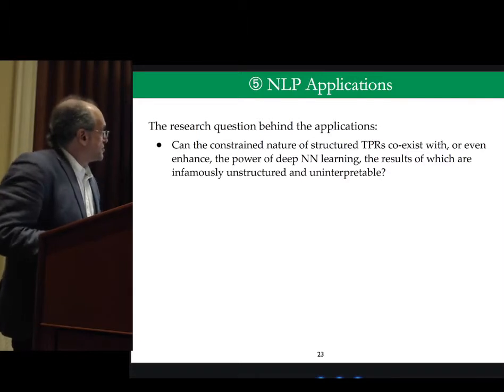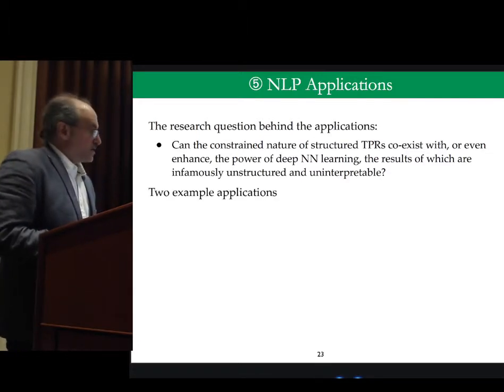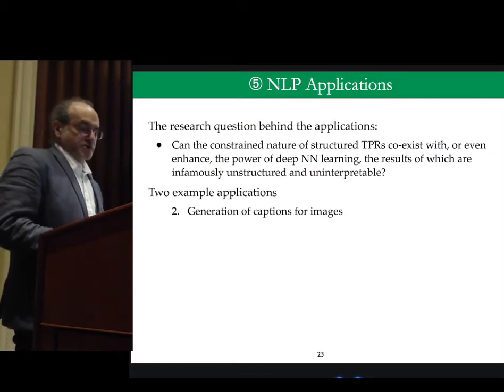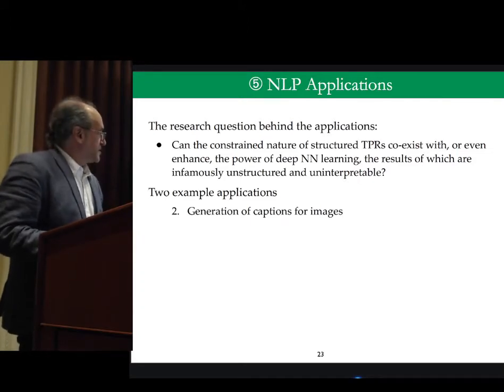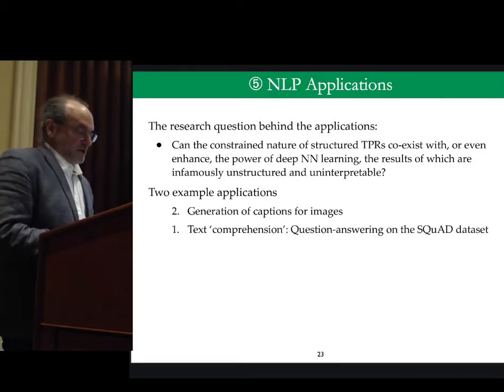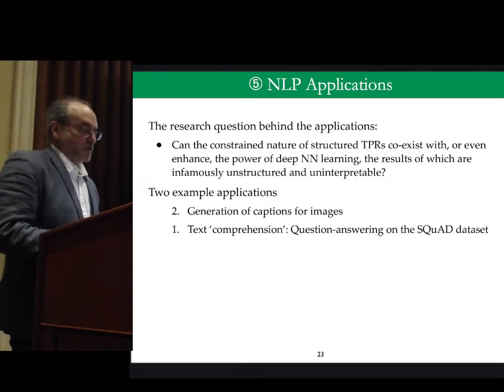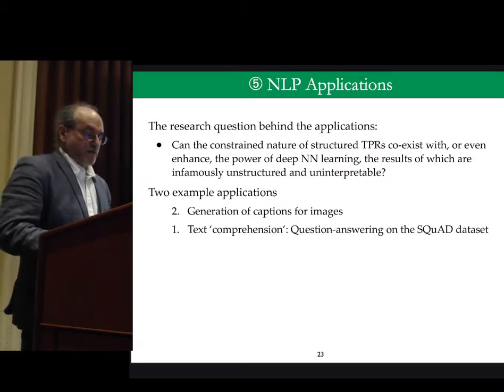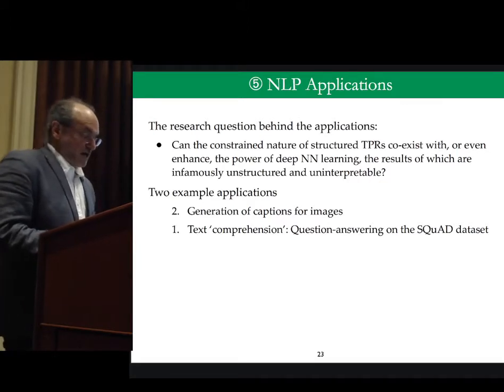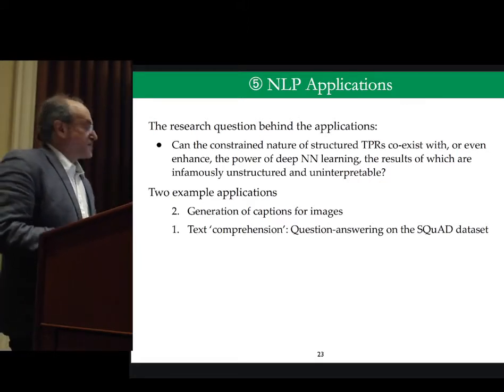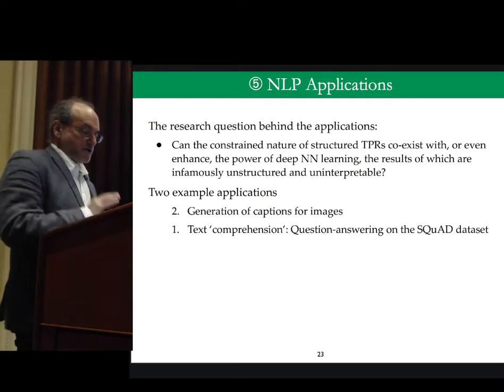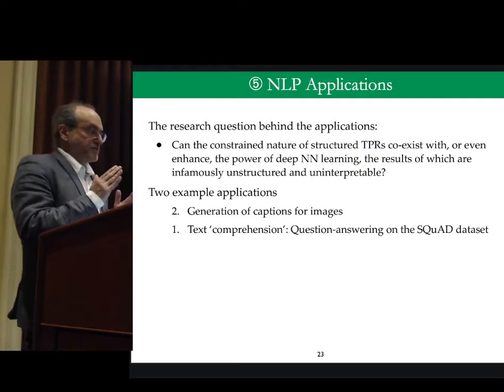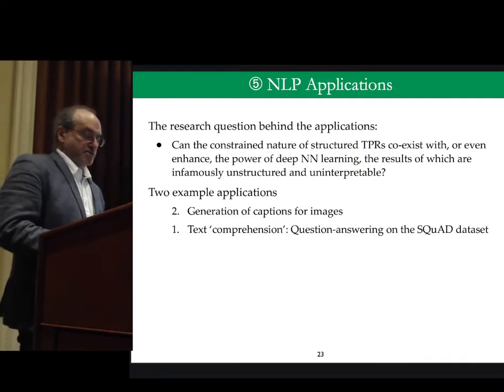I will present 2 example applications. Firstly, the task of text comprehension, and secondly, the generation of captions for images. Text comprehension is instantiated as question answering on the Stanford question answering dataset, in which case, the task is to take a paragraph from Wikipedia and a question, and then identify the stretch of text in the paragraph that contains the answer to the question.